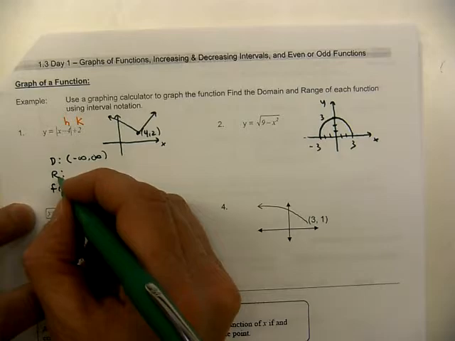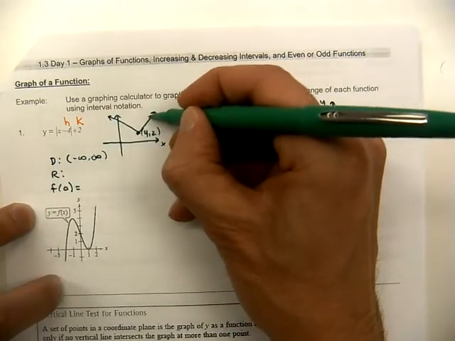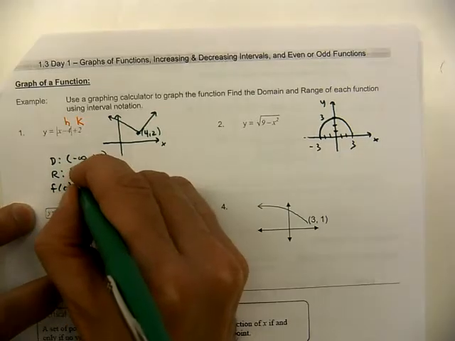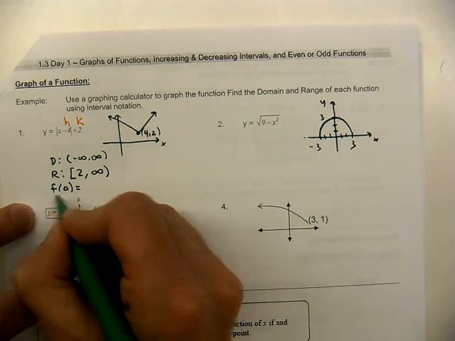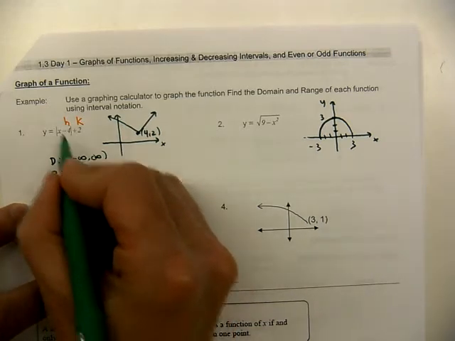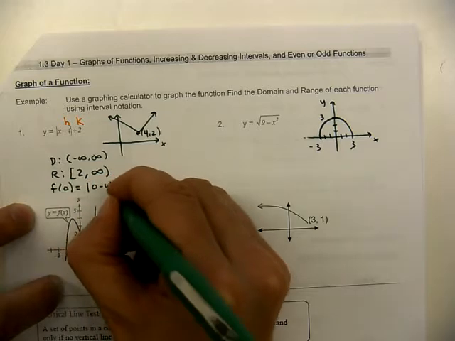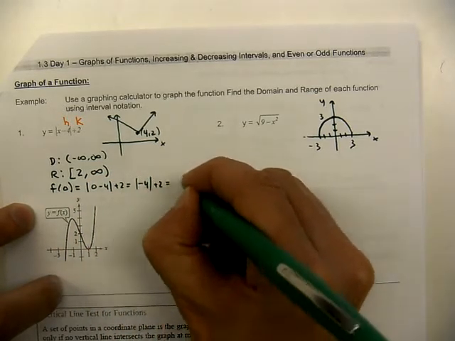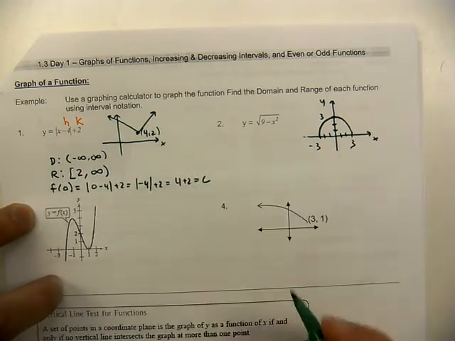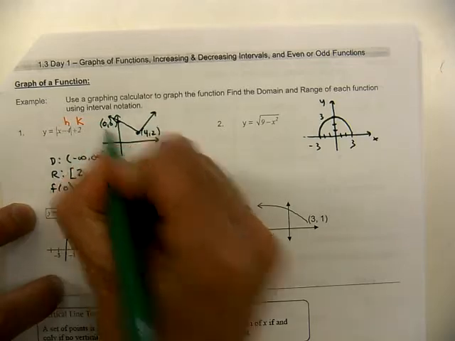The range is describing our outputs, our y-coordinates. You can see we have a y-coordinate of 2, and they increase from there. So square bracket on the 2, meaning we're including the 2 as well, all the way up to infinity. If we evaluate the function with an input of 0, that means plug in 0. So the absolute value of 0 minus 4, plus 2, will give us a result of 6. So there's your output of 6. So we know this point right there is (0, 6).